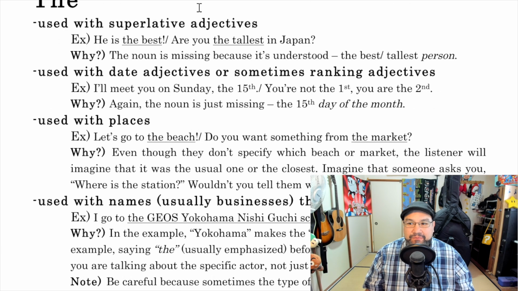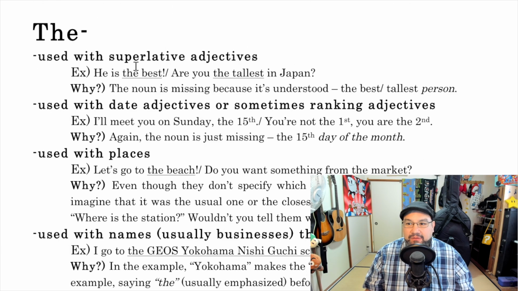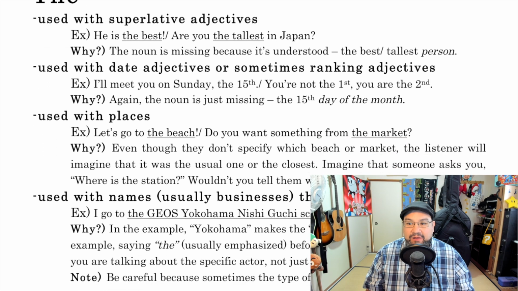Okay, now the. The is used with superlative adjectives. He is the best. Superlative. Good, better, best. The best. Are you the tallest in Japan? Why? The noun is missing because it's understood. So, the best person, the tallest person. Okay? So when they are the best person, they are one of a kind. If they are the tallest, they are one of a kind.